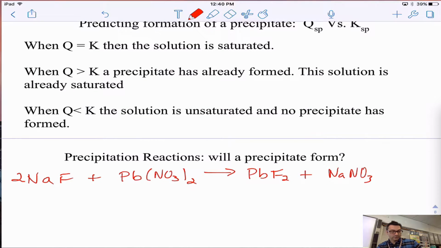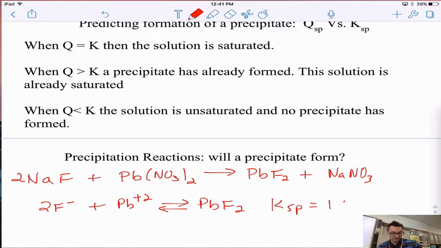And our reaction for this, if we were to write the net ionic, would be 2F- plus Pb2+ yields PbF2. The thing is that this starts an equilibrium, and so we form an equilibrium and we go back the other way, and so now we have this solubility. They'll give you a KSP for this. They'll say the KSP for this is equal to, I don't know, 1 times 10 to the -8 or something like that. Trying to use easy numbers here just to get the concept across.